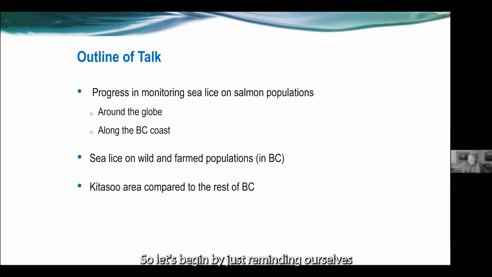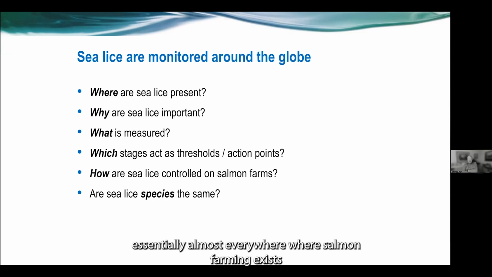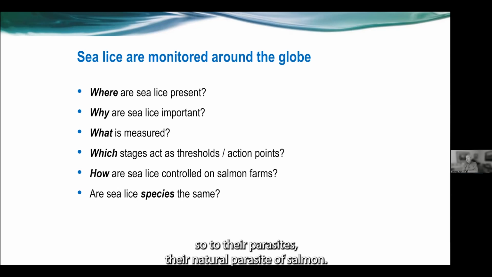So let's begin by reminding ourselves that sea lice are a global issue. Essentially, almost everywhere where salmon farming exists, and indeed where wild salmon populations exist, so do their parasites. They're a natural parasite of salmon. But there are reasons why sea lice in particular have become important in the context of the presence of aquaculture.